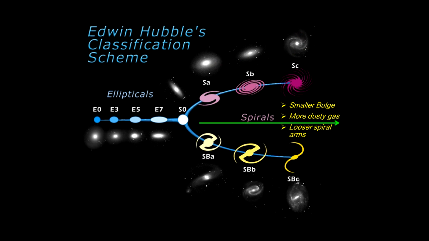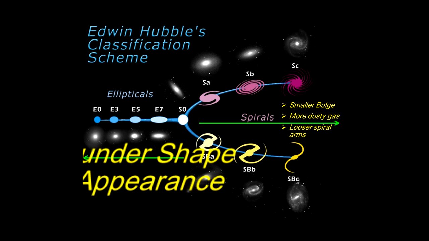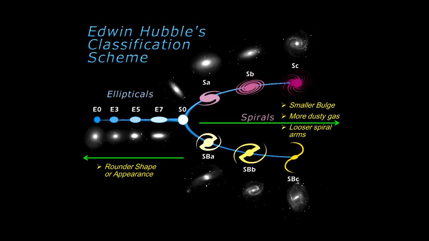And then for the barred spirals, it's very similar. You just put a B after the S for barred. And there's a very large bar and fairly tightly wrapped arms. As you go to SBB and the SBC, you have smaller bulge and looser arms. So, and there are schematics of those classification particulars. And on the elliptical side, as we go toward smaller numbers, we're going toward rounder shape or appearance. And in the center is the S0, the lenticular.